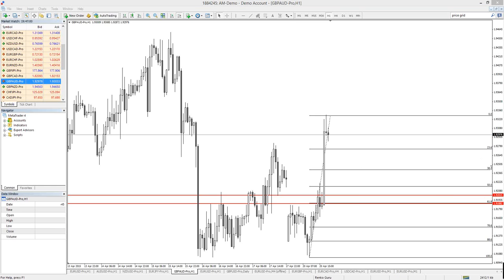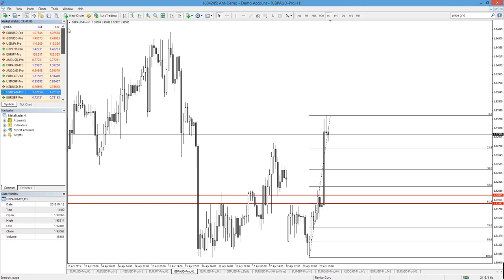Gallian is asking, hi Tarantula, Euro Yen, why not selling at the top of the trend line instead of buying low? Yes, I will switch to Euro Yen again.